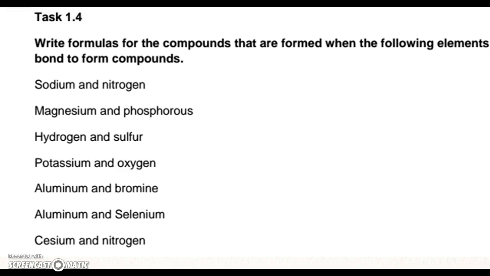To practice, we're going to write some formulas for the compounds that are formed when the following elements bond. So let's give these a try. If we have sodium and nitrogen, again, first step, write down the letters for each. So Na, and this is plus 1. Nitrogen is N minus 3. You want to crisscross these charges, so the 3 will come over here, and then the 1 will go here. So we would have Na3N.